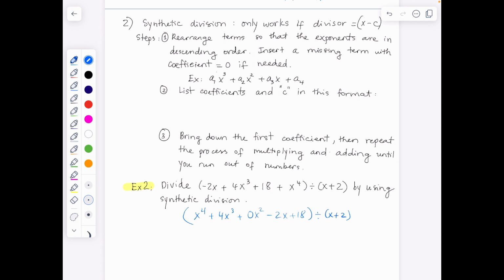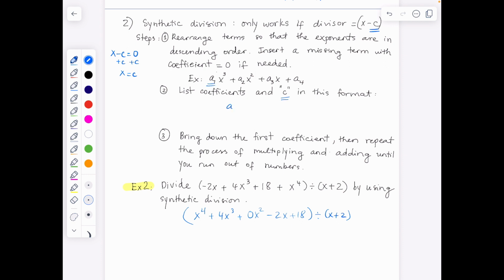Step 2, list coefficients and c. c is the constant in the divisor x minus c. To calculate c, all you have to do is let that divisor equal 0 and then solve for x. So in this case, we add c to both sides, so we have x is equal to c. In this method, we are actually going to work with coefficients and not variables. So we are going to list all the coefficients.